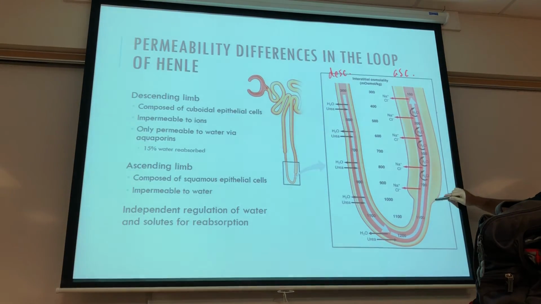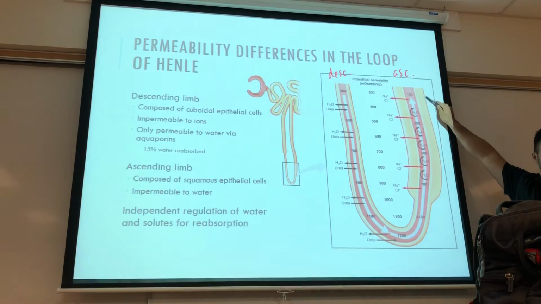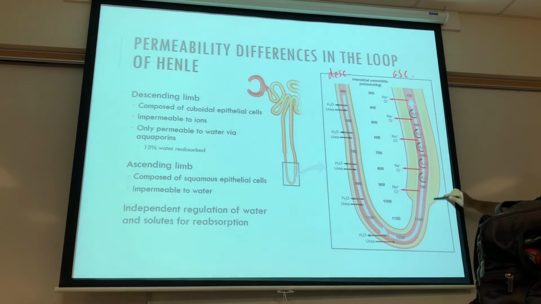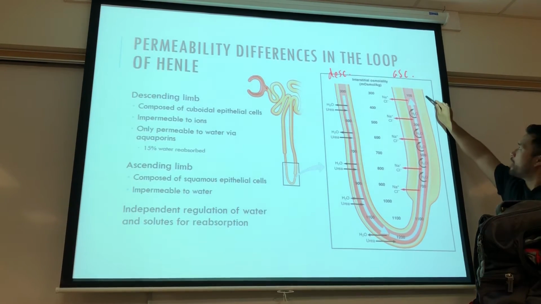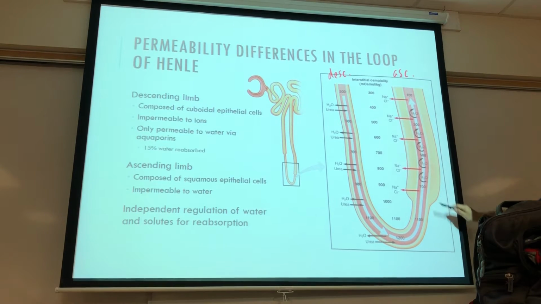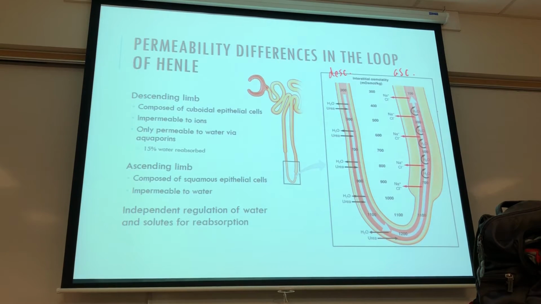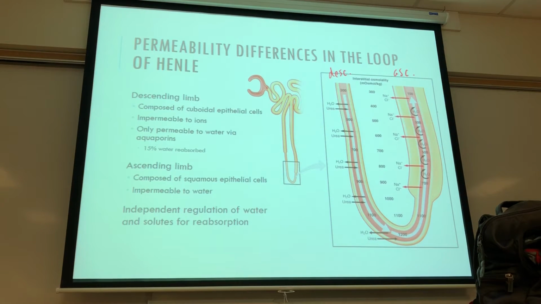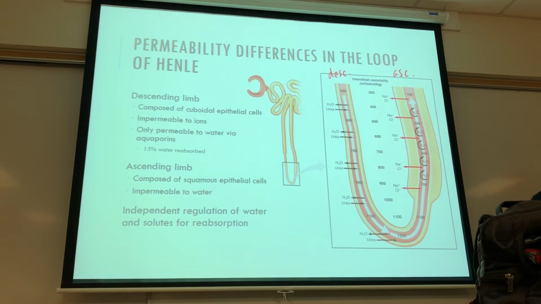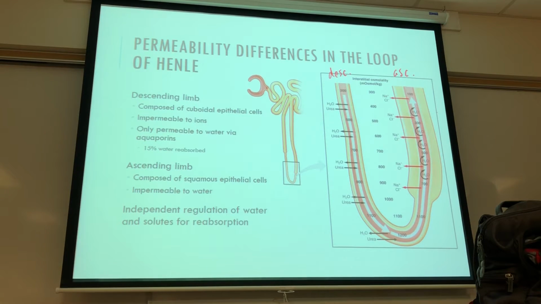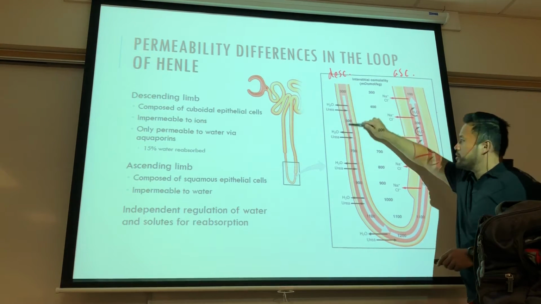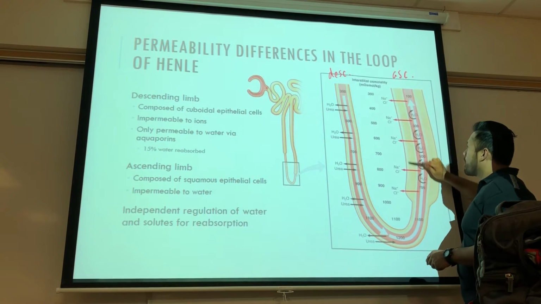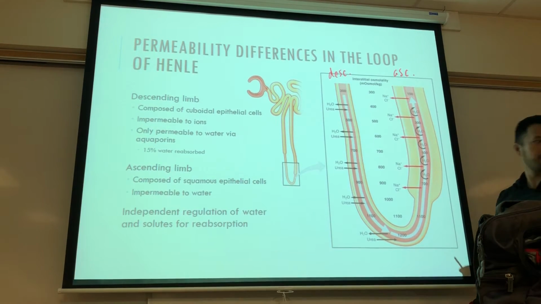And if you look at the structure, and you'll see in any book that you ever look at, they'll draw the thicker squamous epithelial cells that are present as the tubule cells. And this thick layer of epithelial cells makes it impermeable to water, but it allows the movement of sodium and chloride. So again, that uncoupling, water moves down, sodium and chloride move out.